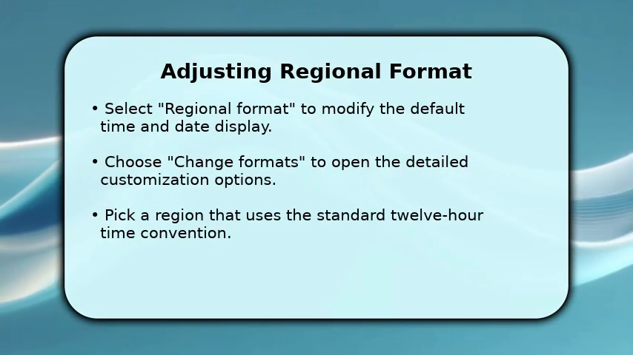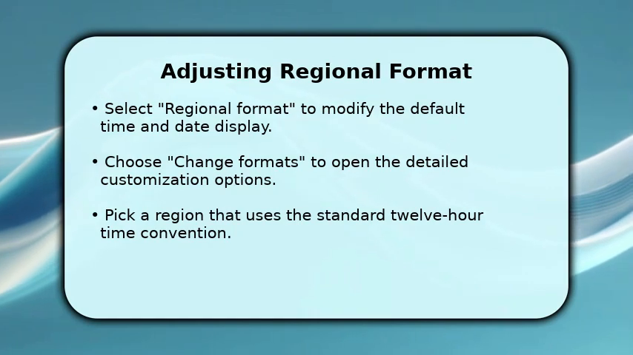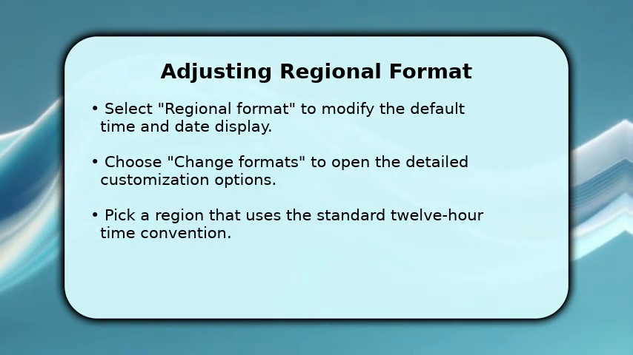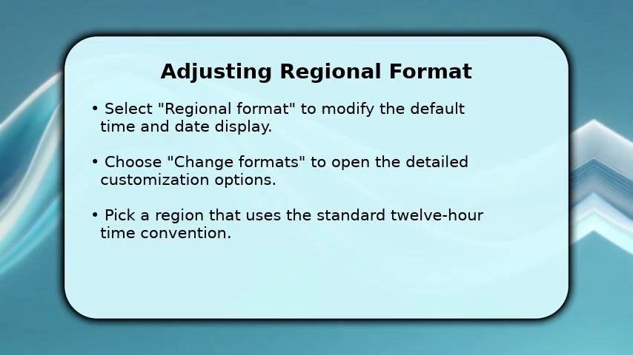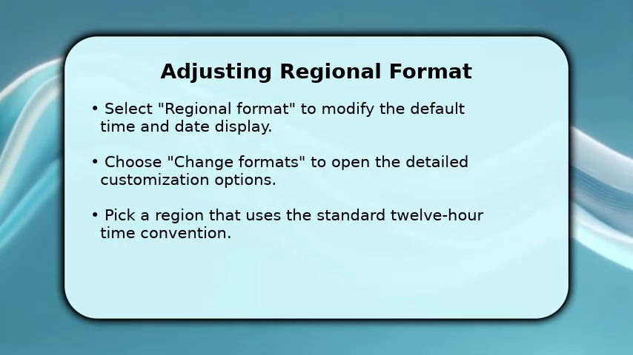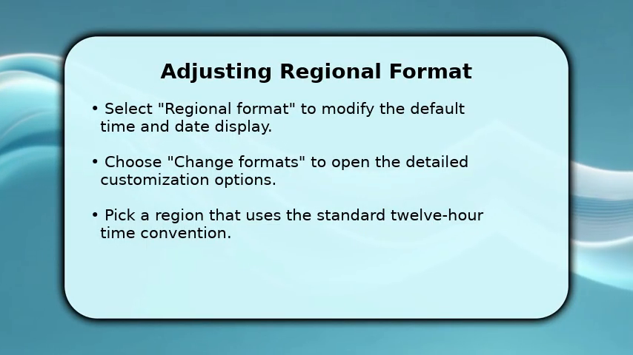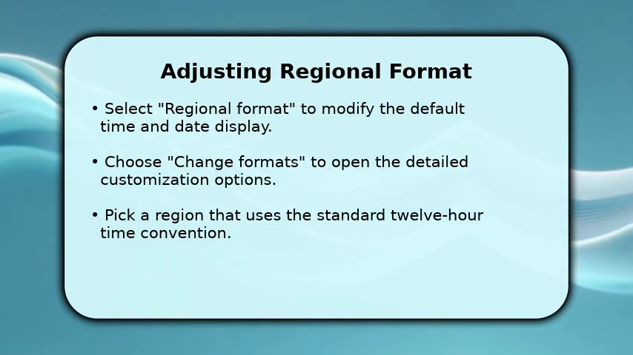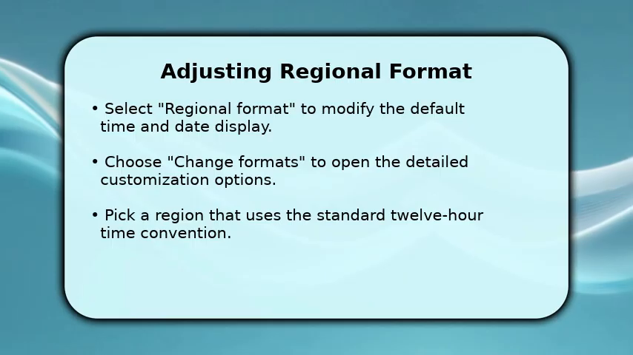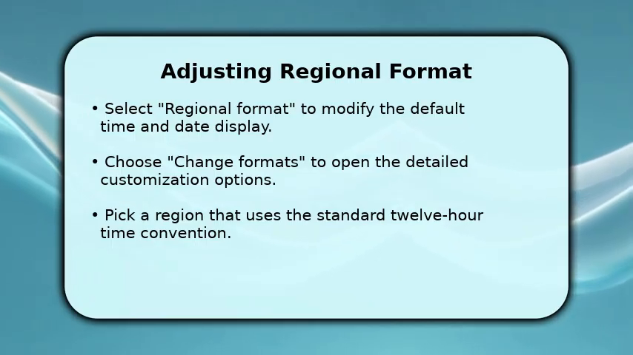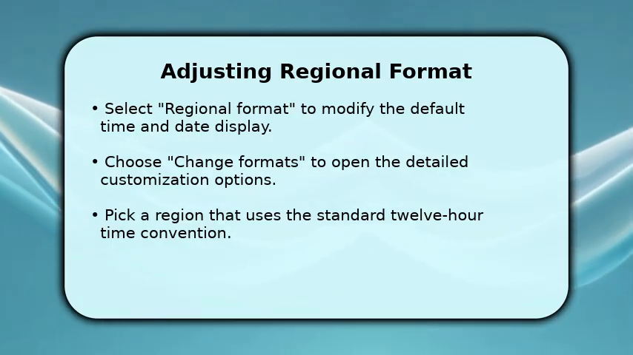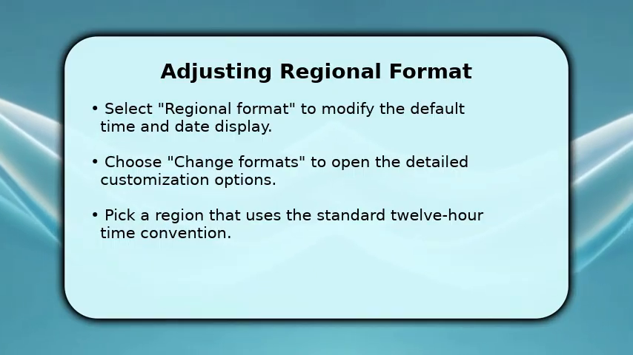Now, within the Language and Region settings, you will see an option called Regional Format. Click on this to expand the menu. Then, select Change Formats to open the detailed customization window. Here, you can choose a region that defaults to the 12-hour time convention, such as English, United States. This step is crucial for setting the foundation of your desired time display.